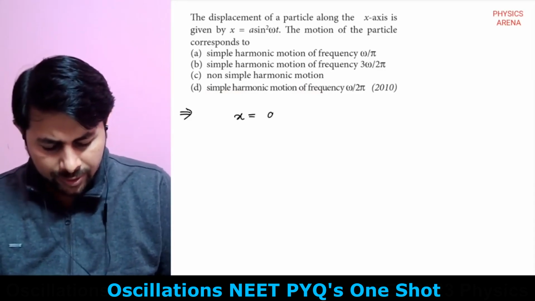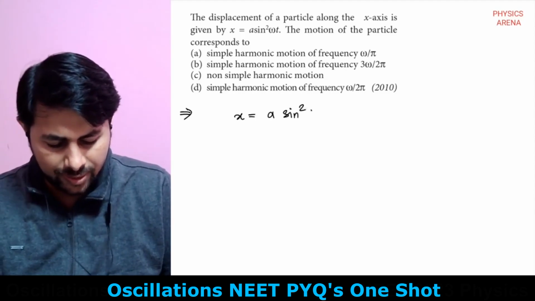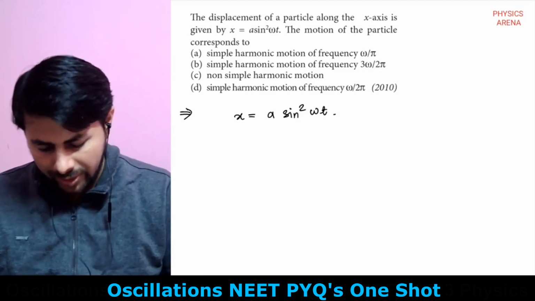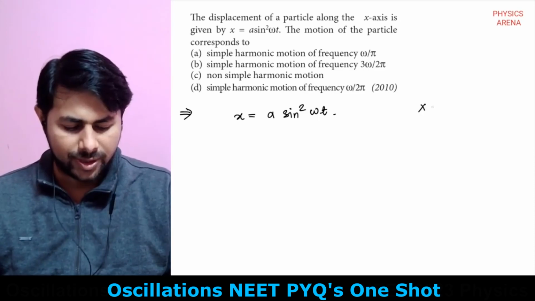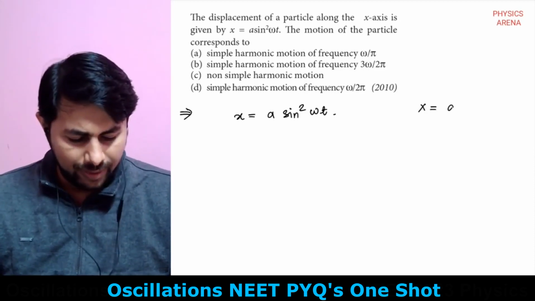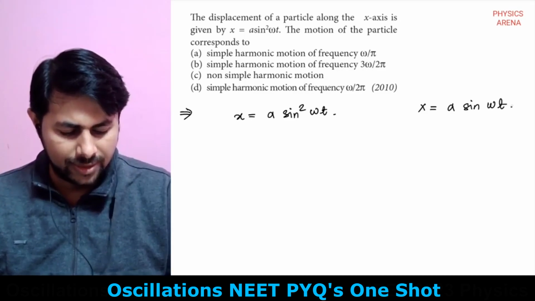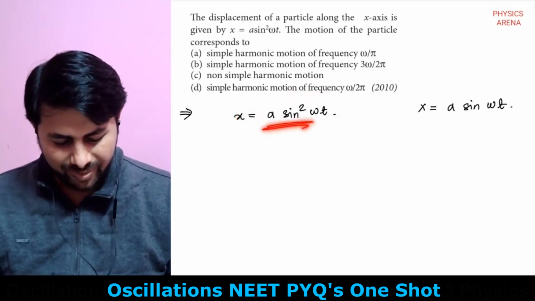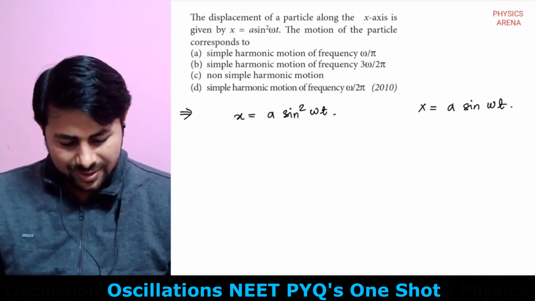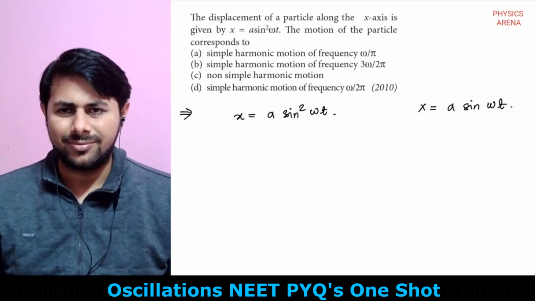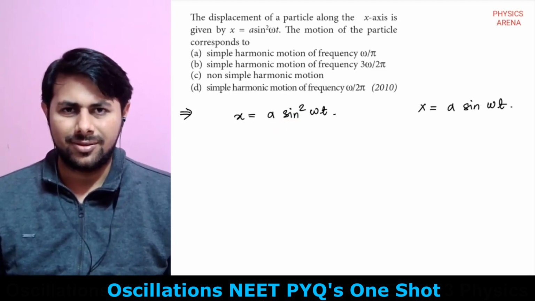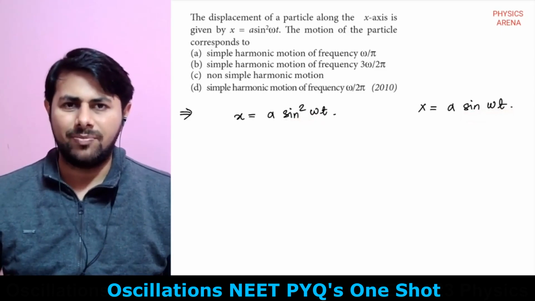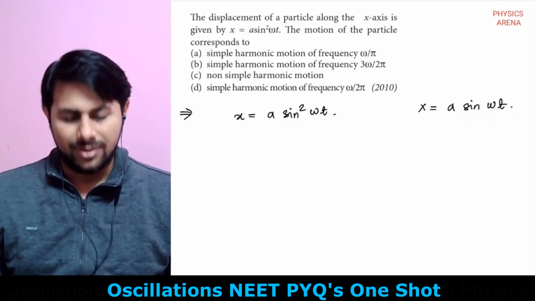here x is equal to a multiplied by sine square of omega t, right? So we have seen in case of simple harmonic motion, x is given by A multiplied by sine of omega t. So when you see it, it seems like this is not a simple harmonic motion. If you just see this formula and compare it with this formula, it looks like it's not a simple harmonic motion, but it is. How come?